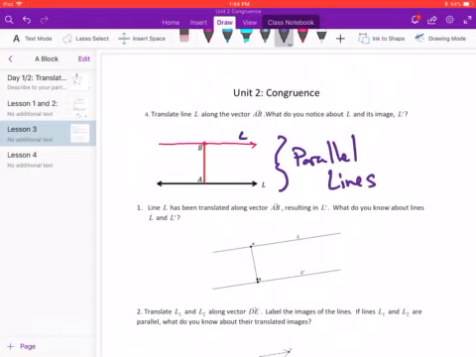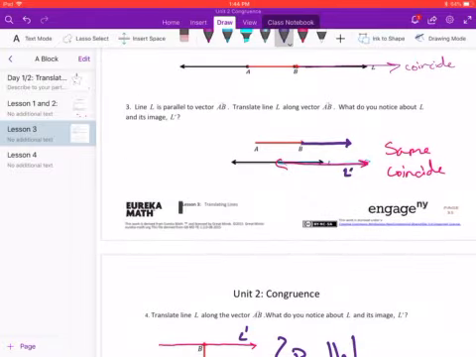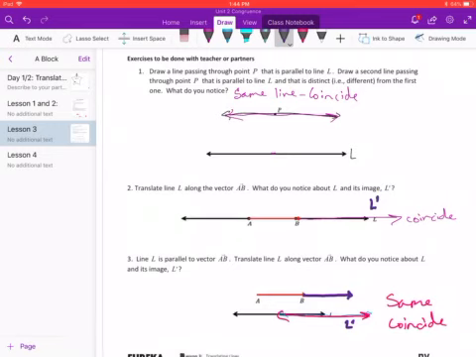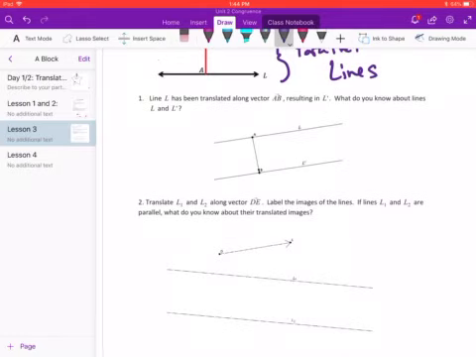Now here it says the line L has been translated along vector AB. So it went from here to there. And remember, correct notation, these are all L prime. Let me do that. This would be L prime, and this would be L prime. All right, sorry about that, I forgot. So I have L and L prime here. What do you notice about the lines? These lines are parallel.